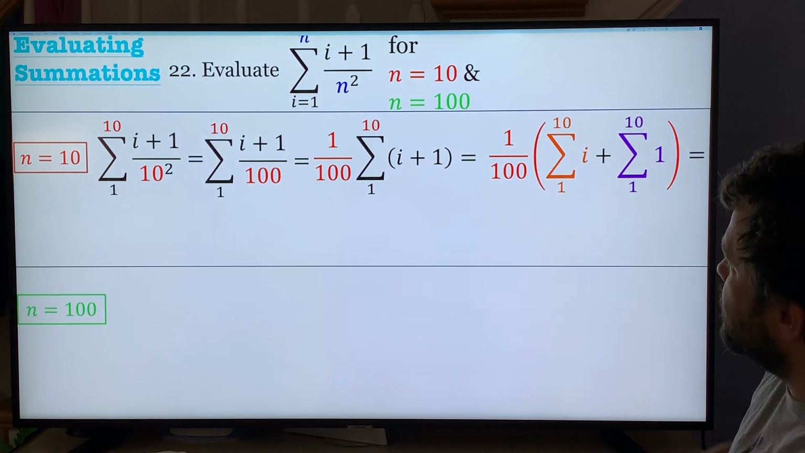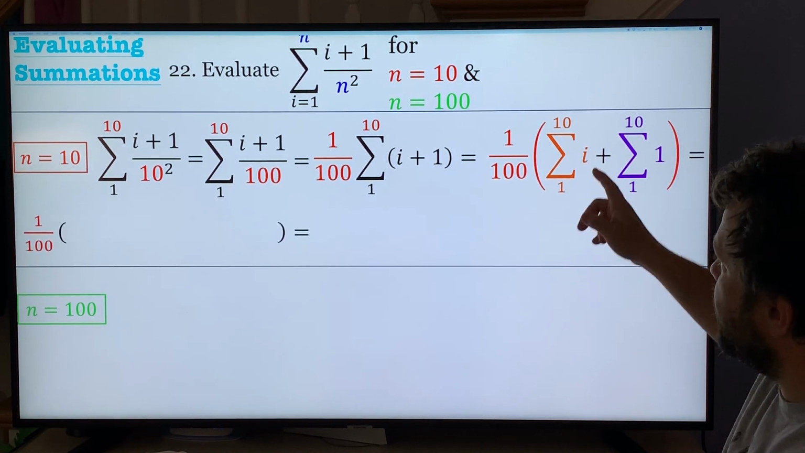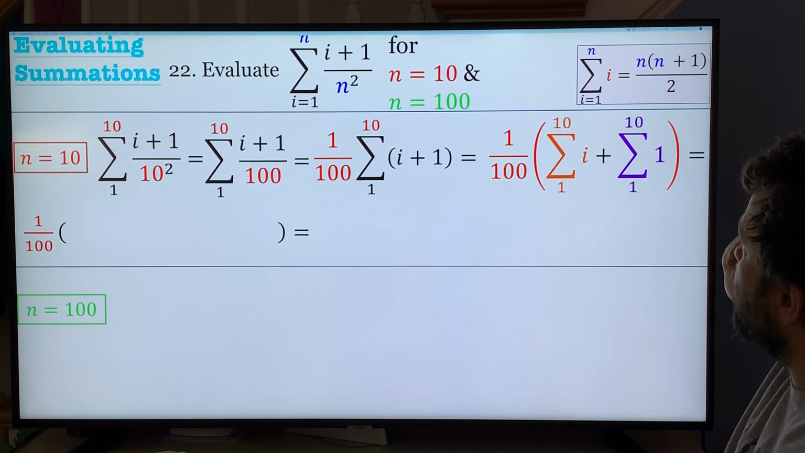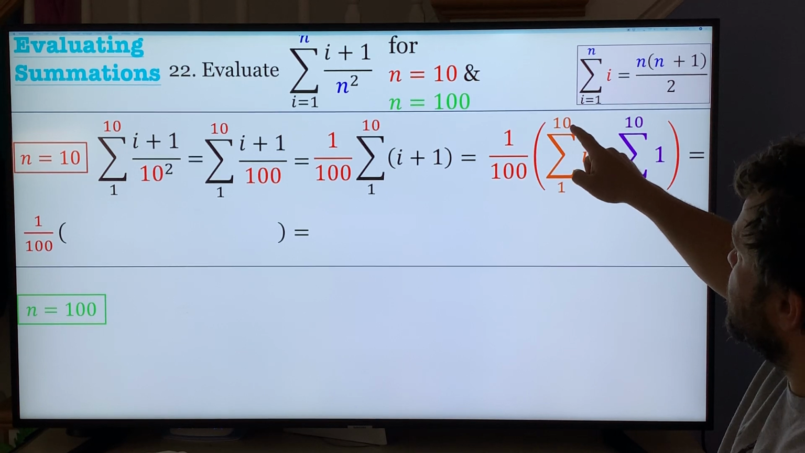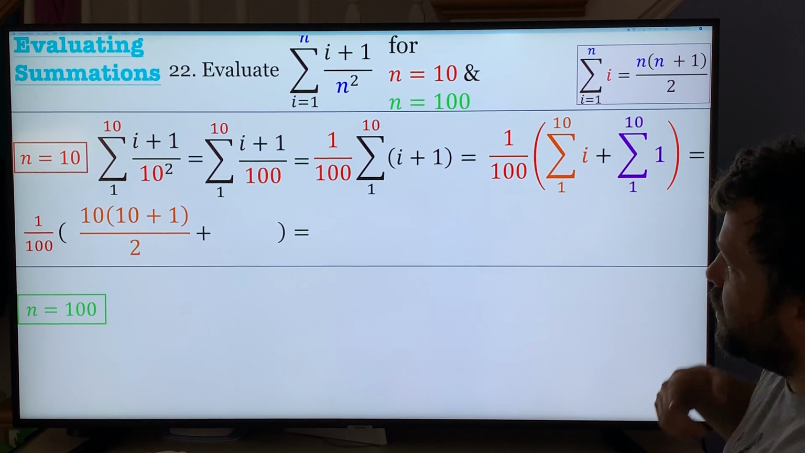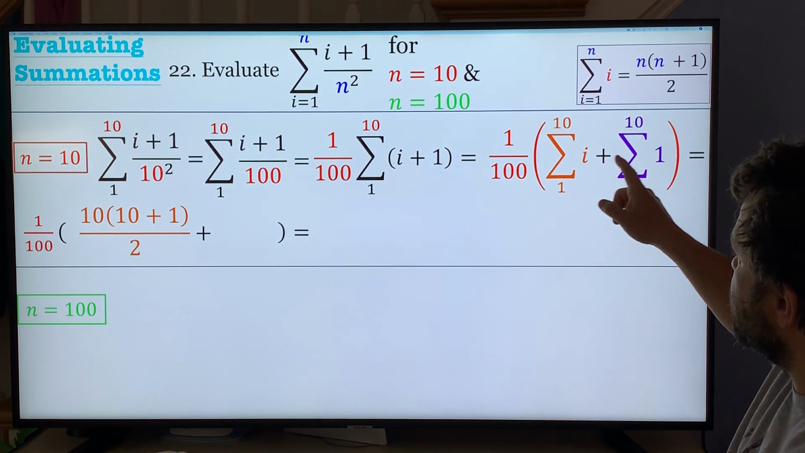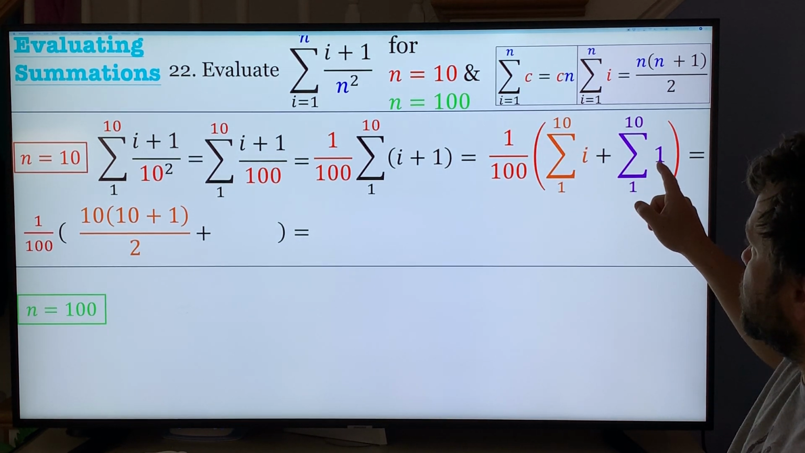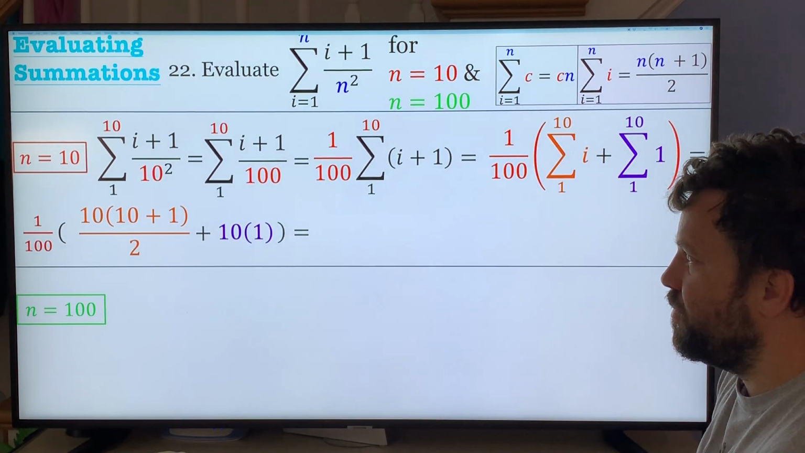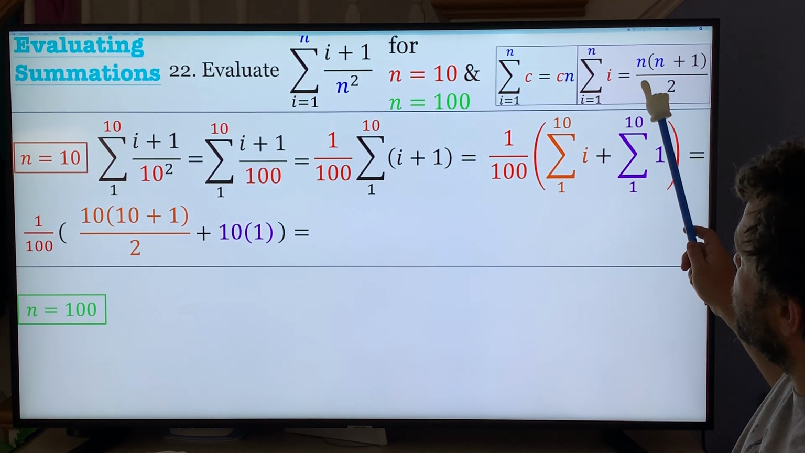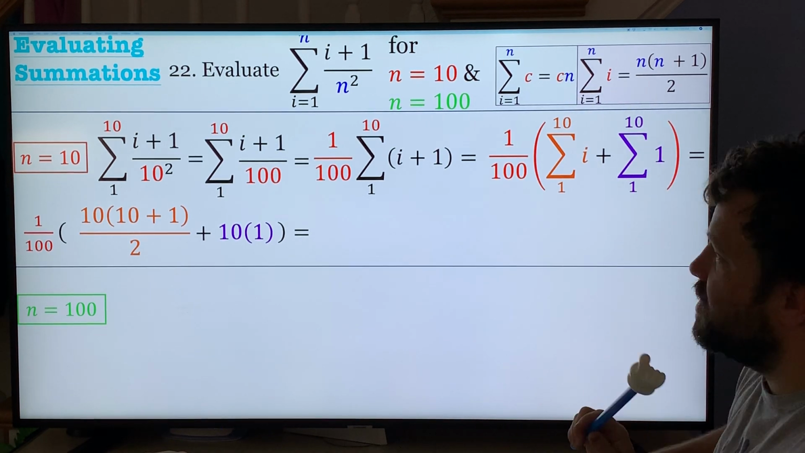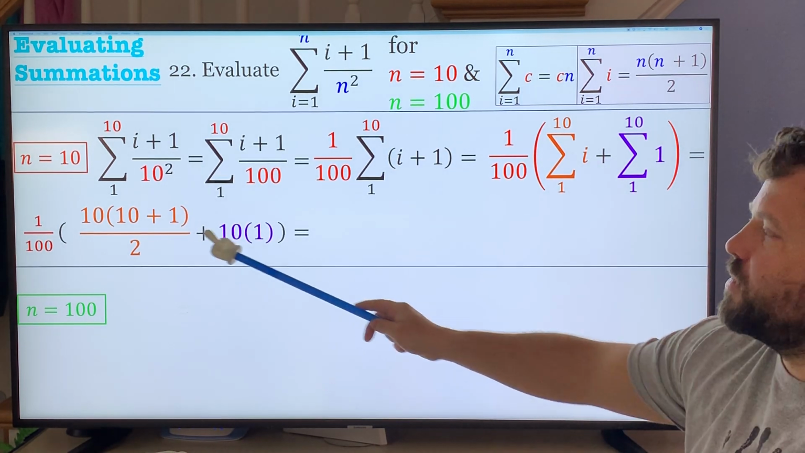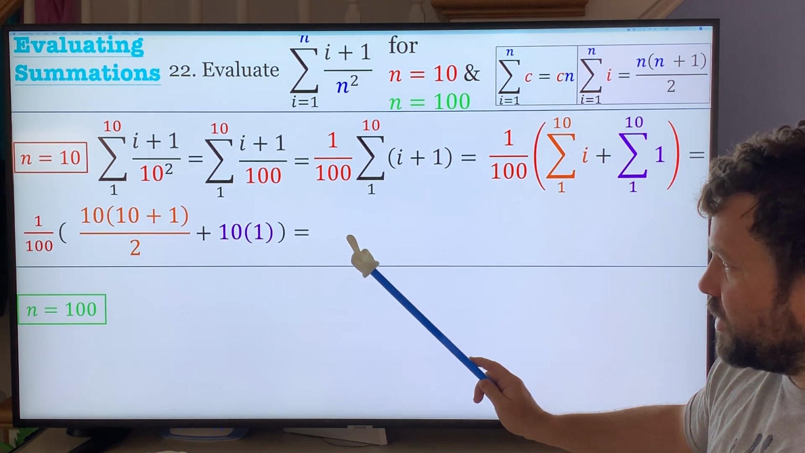Now, this is the I summation rule. The I summation rule states, as we said before, n times n plus 1 over 2, right? So our n here is 10, so 10 times 10 plus 1 over 2, plus this formula right here is your c to the n. So we take the constant, which is 1, and multiply it by 10. All right? So this one goes into the I summation rule, this one into the C summation rule. Got it? Solve for each one of these individually. Leave the 1 over 100 out front.